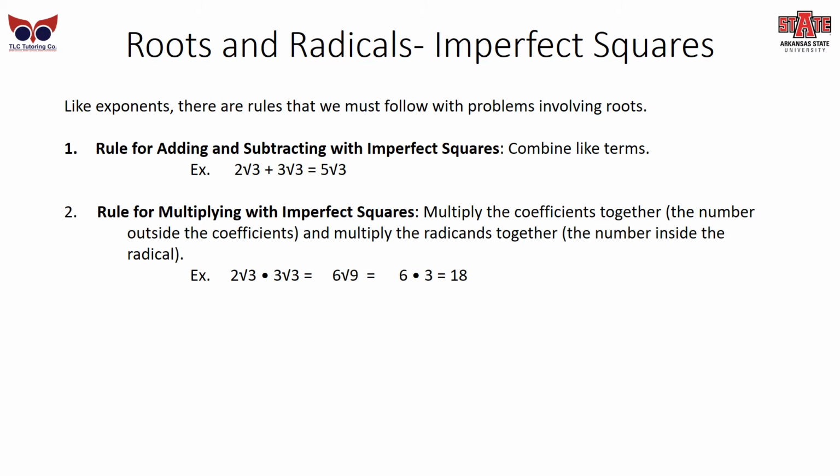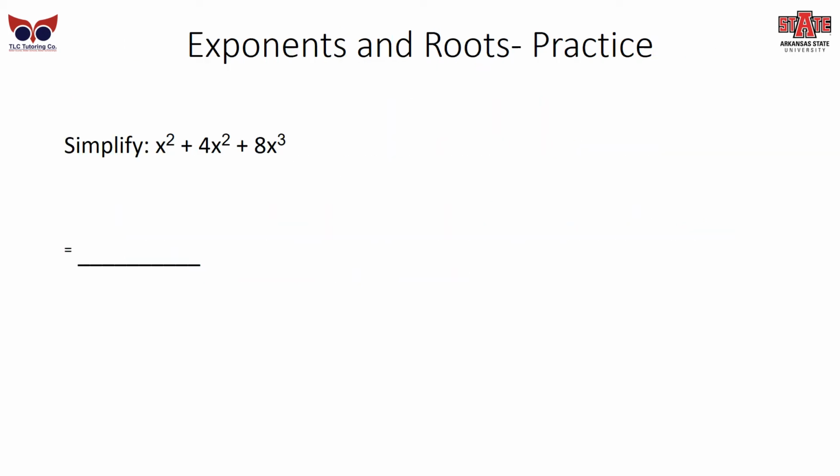You also can multiply and divide with imperfect squares. But if we're going to multiply, you multiply the coefficients. So 2 times 3 is 6. And you also are going to multiply the radicands. That's the numbers underneath the radical sign. So in this case, that would be the square root of 3 times the square root of 3 is the square root of 9, which is a perfect square, which is 3. Then 6 times 3 is 18. That helps us simplify these down so that we can utilize them.